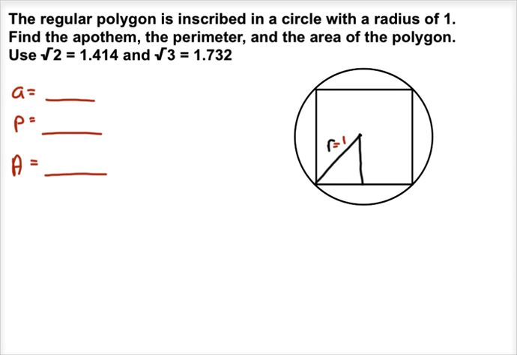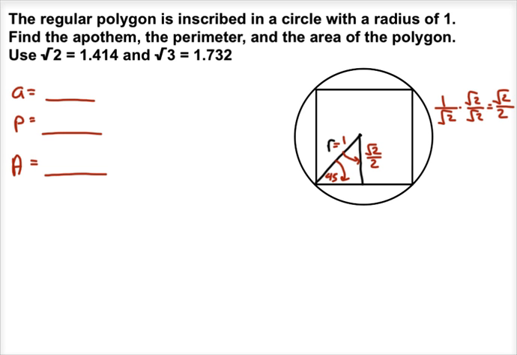I know if it's a square, I get a 45, 45, 90 triangle. And if that side is 1, and I come to either of these other two sides, I just need to divide by the square root of 2. So I think 1 divided by the square root of 2. If I rationalize that, it equals the square root of 2 over 2. So my apothem is the square root of 2 over 2.